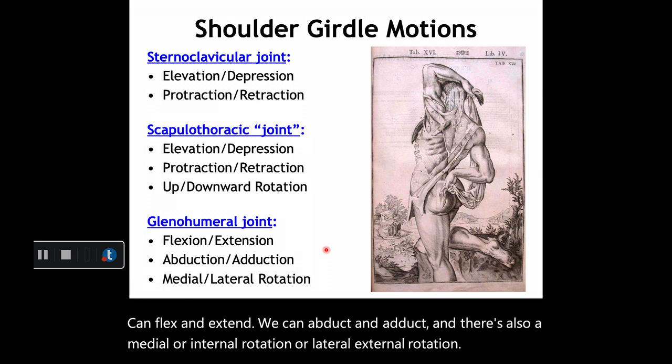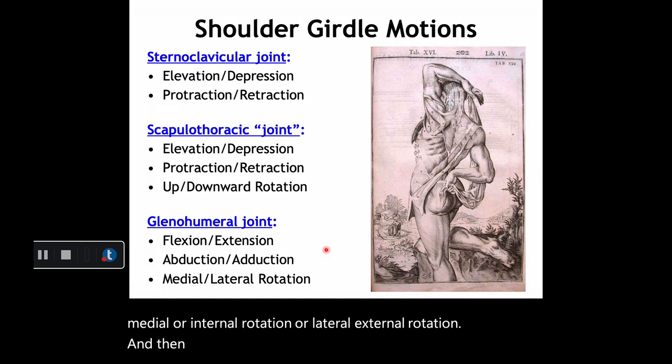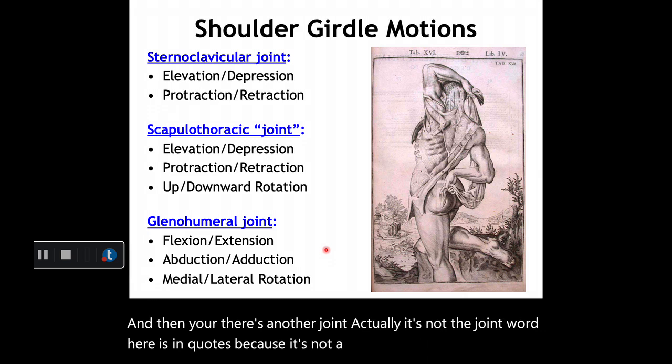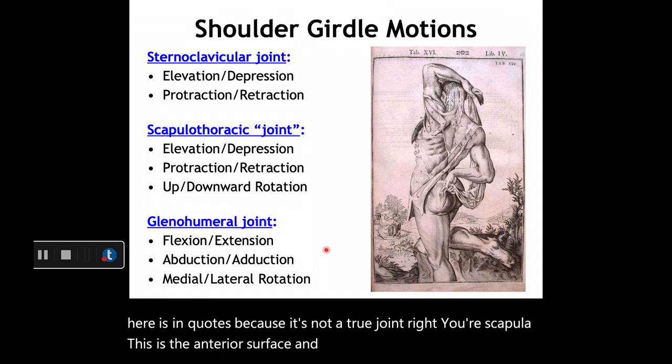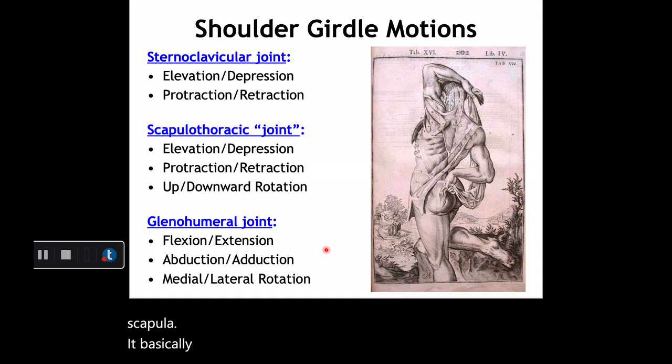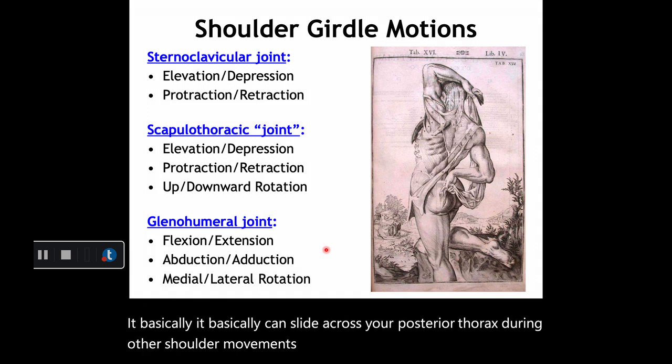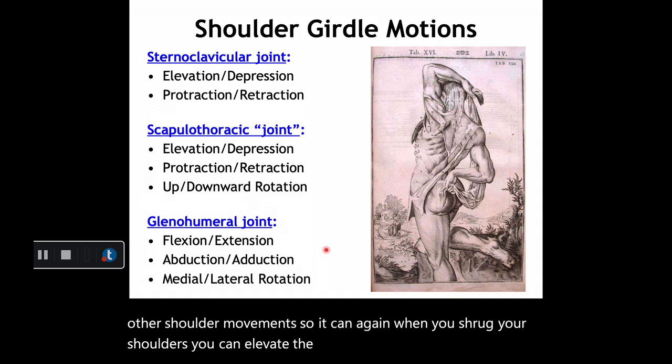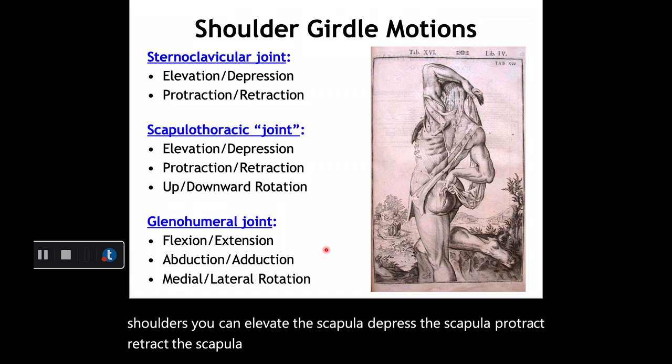And then there's another joint. The word joint here is in quotes because it's not a true joint. Your scapula, this is the anterior surface and posterior surface of the left scapula, can slide across your posterior thorax during other shoulder movements. So when you shrug your shoulders, you can elevate the scapula, depress the scapula, protract, and retract the scapula, as well as movements called upward and downward rotation.